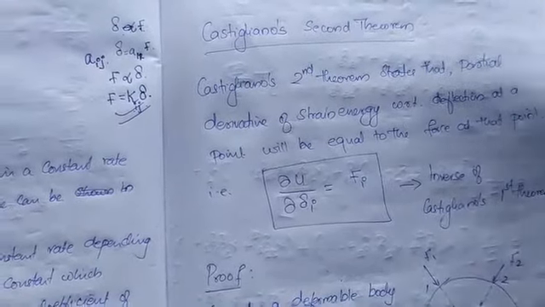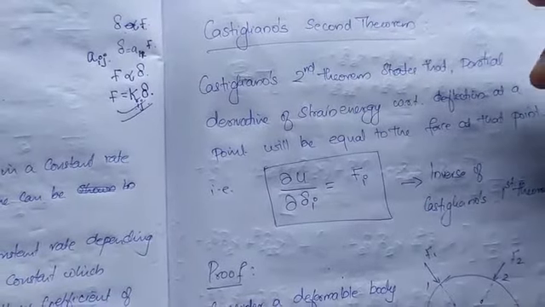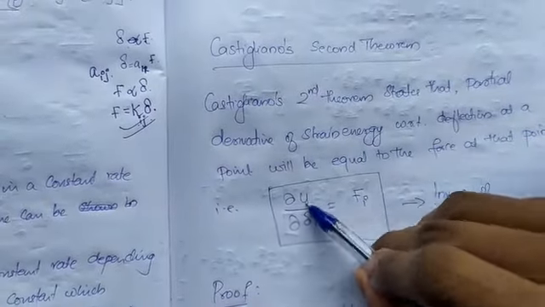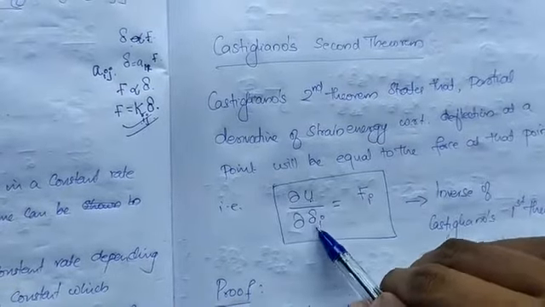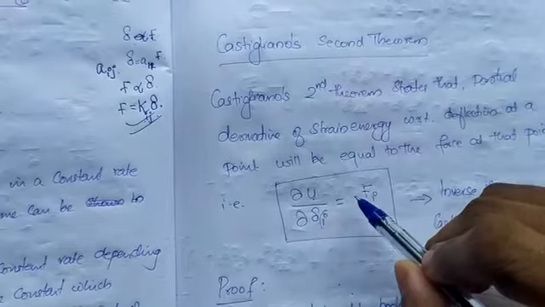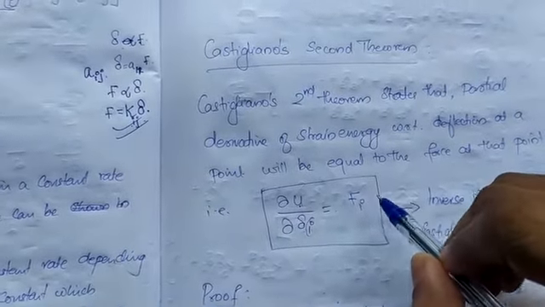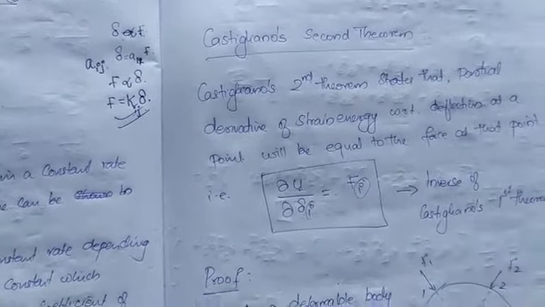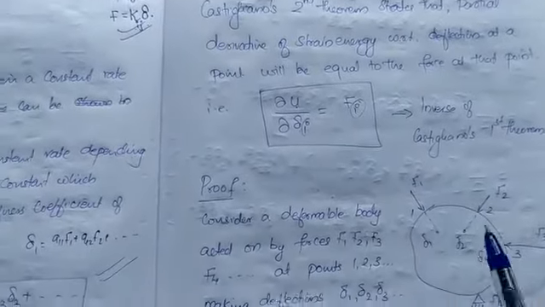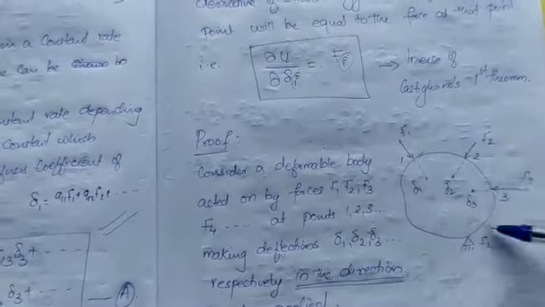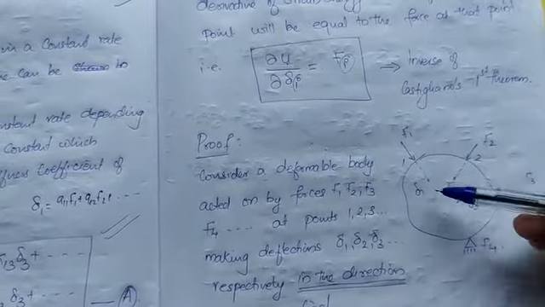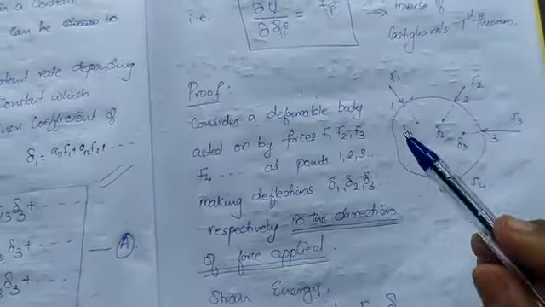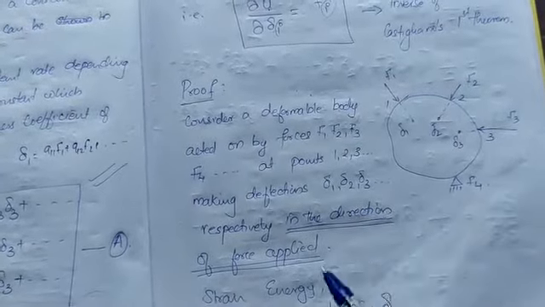So this is also direct opposite to what we have studied for the first theorem. Partial derivative of strain energy with respect to deflection at a point will be equal to the force at that point. Okay, so this is similar to the inverse of Castigliano's theorem. So here also we will see the same thing: forces F1, F2, F3 which cause displacements delta 1, delta 2, delta 3, etc.